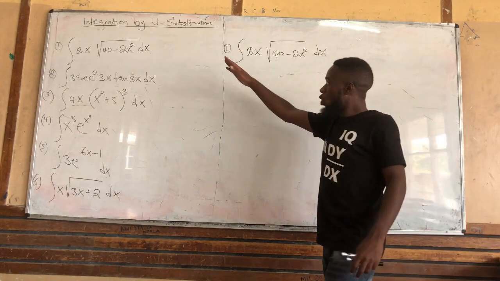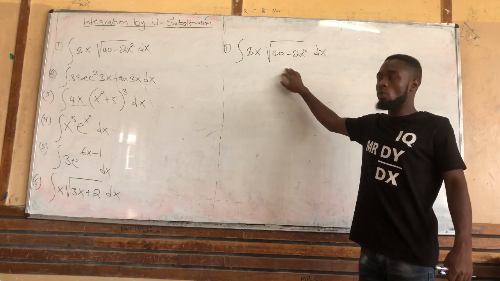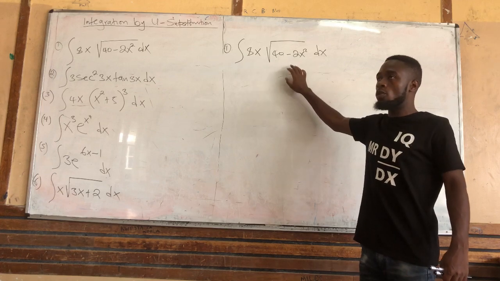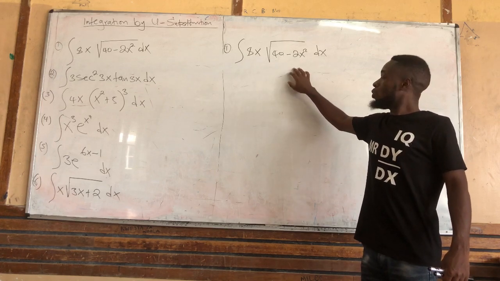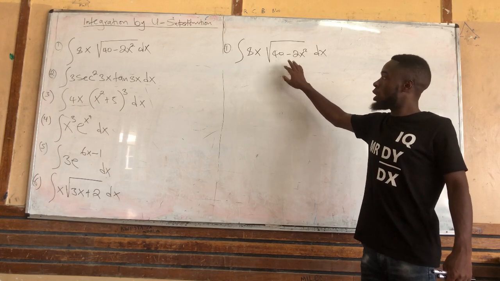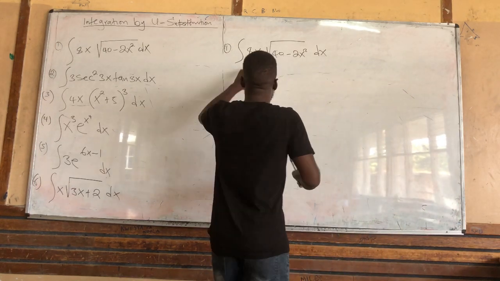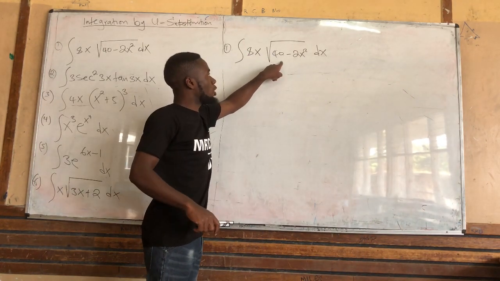We call it U-Substitution because you take what is complicated, what is inside the brackets or inside the square root, and let it be equal to u. The complicated part of the equation should be u. That's why it's called U-Substitution.